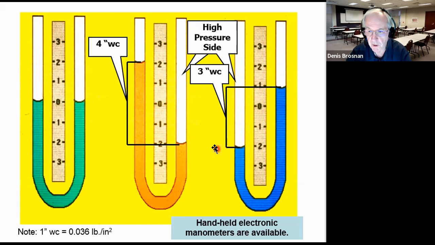The diagram on the right shows you the high pressure side here, pushing the fluid down, in this case, blue water, and the low pressure side here. And in this case, we've got 3 inches of water column difference between the high pressure and the low pressure side.